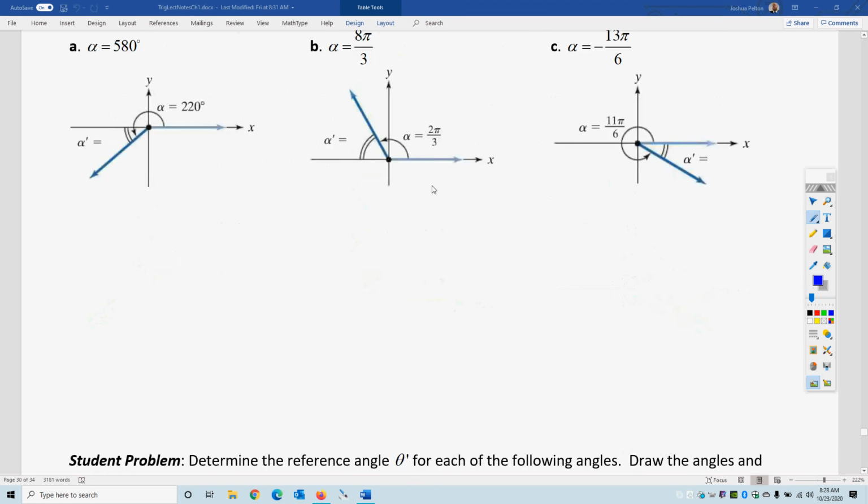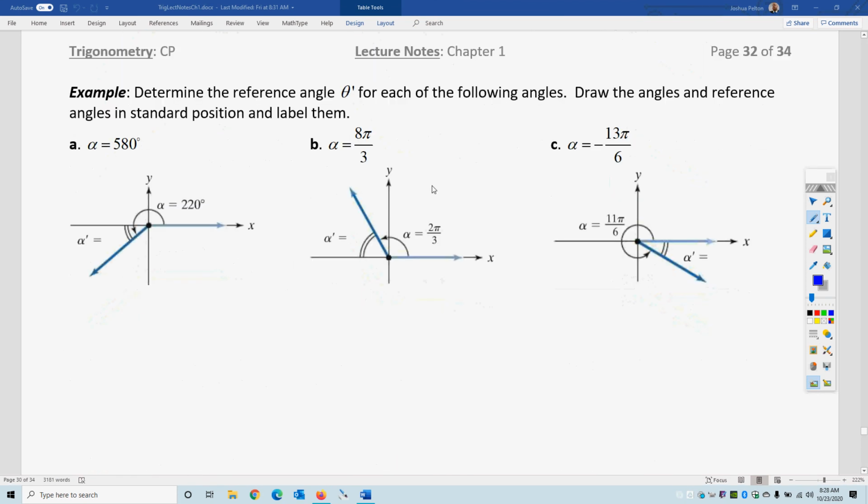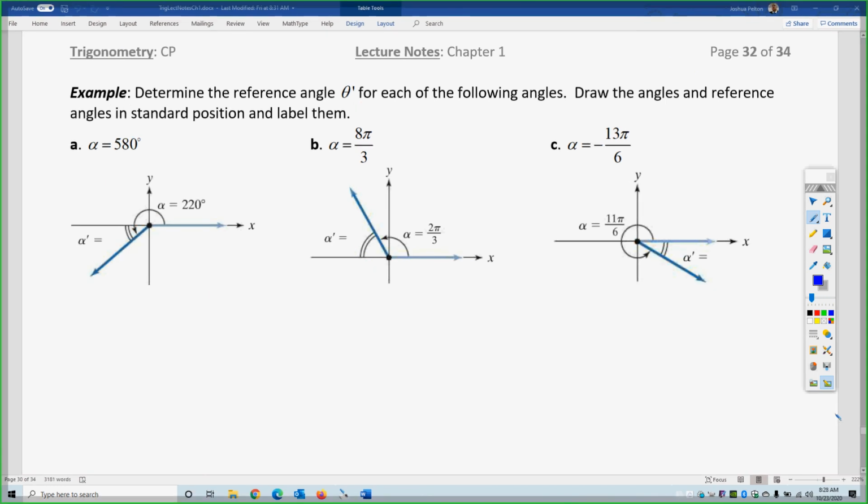Alright, so let's try the same thing now, but now we're going to do ones that are more than 360 degrees. Okay, so let's say I have 580 degrees. So 580 degrees minus 360 degrees gives me 220 degrees. So that means I went around once and then 220 degrees more. So starting at the positive x-axis, I went around once, and then I went around another 220 degrees. Okay? So the question is, what is left?